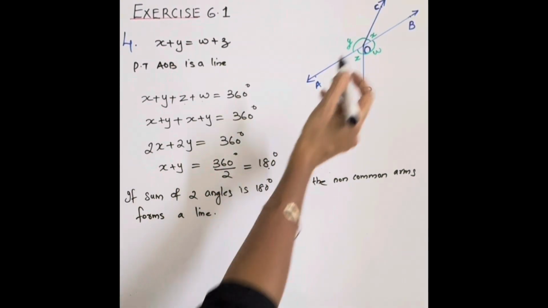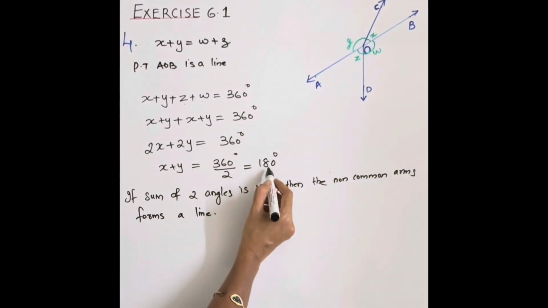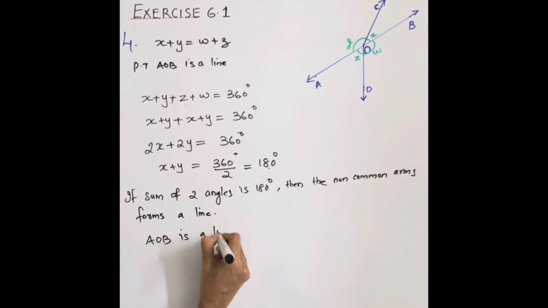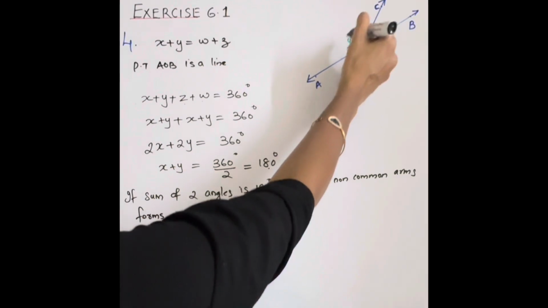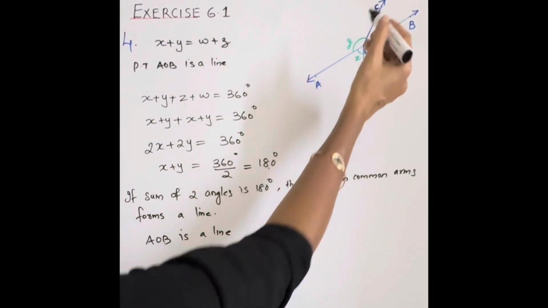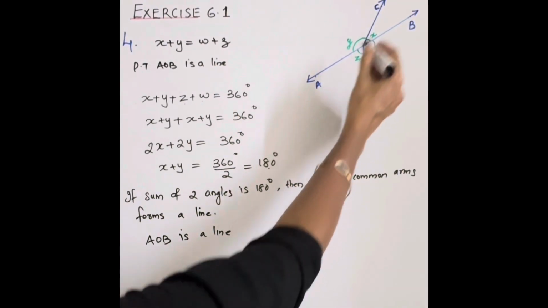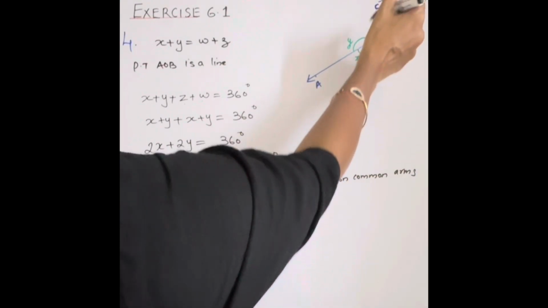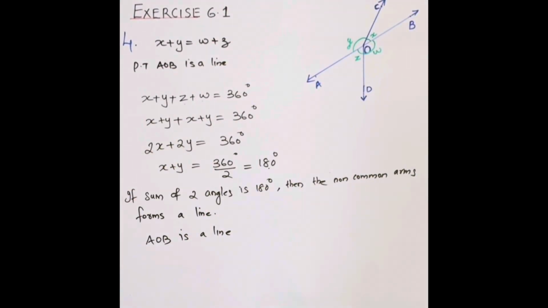So it shows that, as has been given, x plus y is equal to 180 degree, and we can say that AOB is a line. Hope it's clear to you. X and y, the sum of them is 180 degree. So the sum of the adjacent angles is 180 degree, then the non-common arms form a line. And also we see the ray OC stands on the line AB. Hence it is proved. Prove that AB is a line. AB is a line. Hence proved.